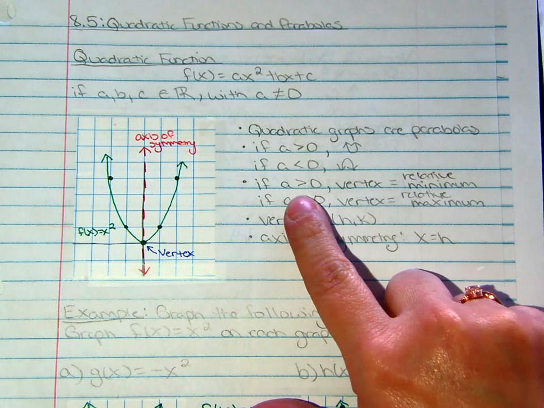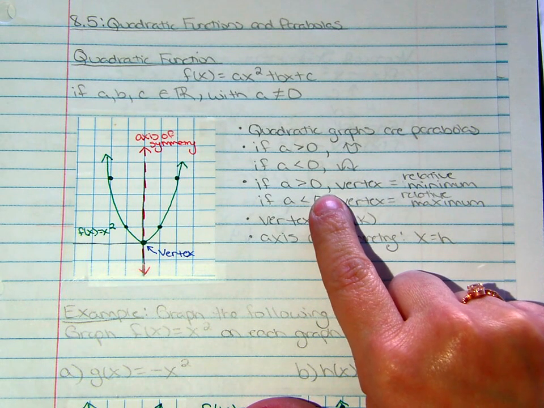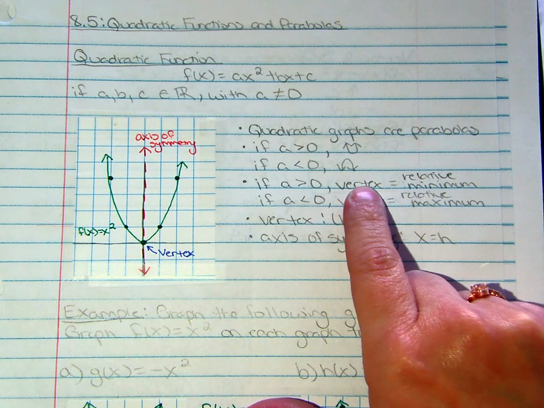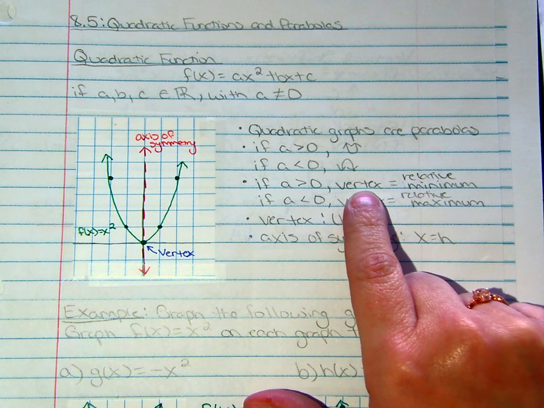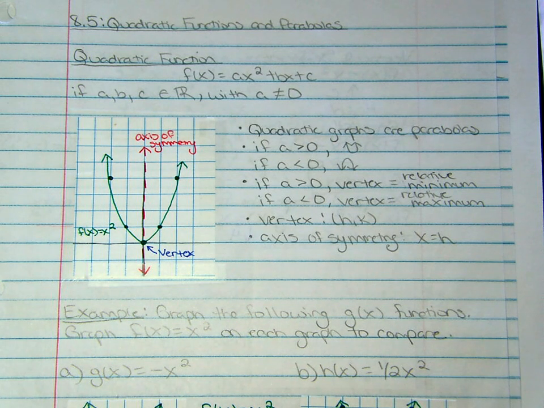If the A is greater than 0, so again, if we have a positive A, the vertex is known as a relative minimum. Again, that's just stating that the vertex is the lowest point on that graph. If you have a parabola that opens down, so that A is less than 0, then your vertex is called a relative maximum because it's at the tippy top of your graph. It's at the top of the U.